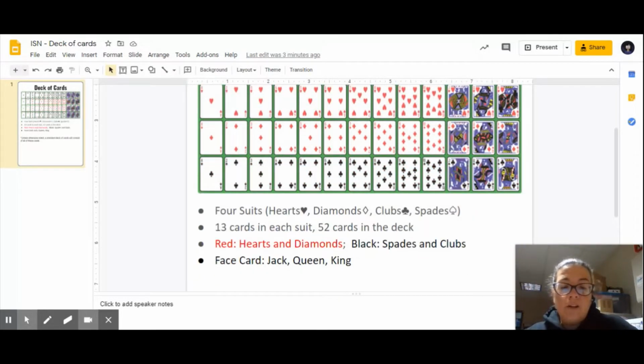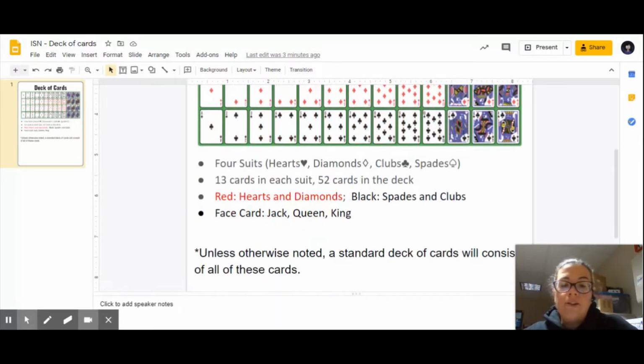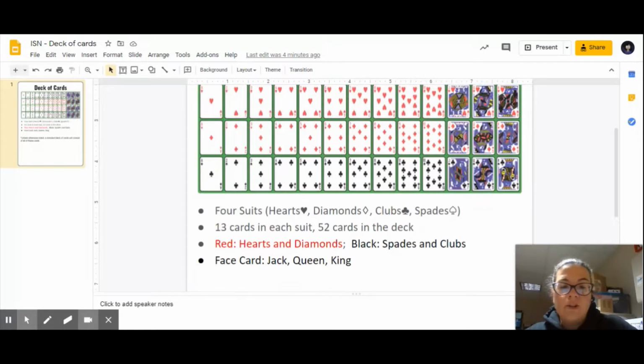We refer to the hearts and diamonds as the red cards. We refer to the black spades and clubs as the black cards. Face cards are considered those jacks, queens, and kings. Those are the ones over here, the ones that actually have people with faces on them. That's why they're called face cards. So unless otherwise noted, a standard deck of cards will consist of all of these cards. So you're expecting anytime they're talking about a deck of cards that there's these 52 cards in them. You're going to need this reference while you're doing some probability problems today.